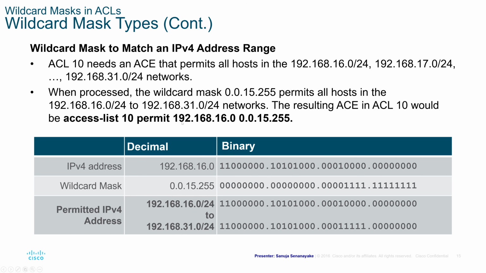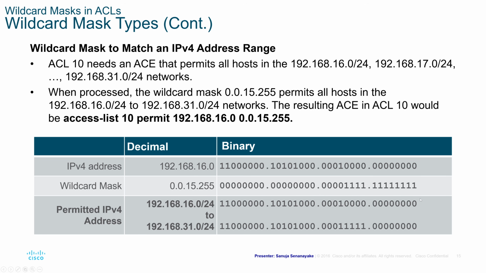ACL 10, permit 192.168.16.0, but now we're going to use the wildcard mask 0.0.15.255. Why? Because we want to permit a range of addresses between 192.168.16.0 to 192.168.31.0/24. So we need to match any networks within them. So we are matching a range of IP addresses. So in this case, it's going to be access-list 10 permit 192.168.16.0 with the wildcard mask 0.0.15.255.